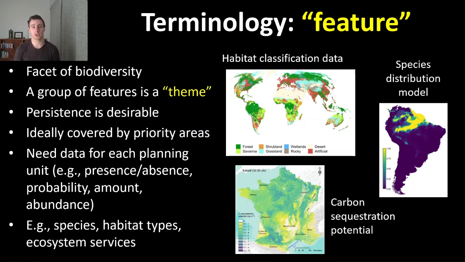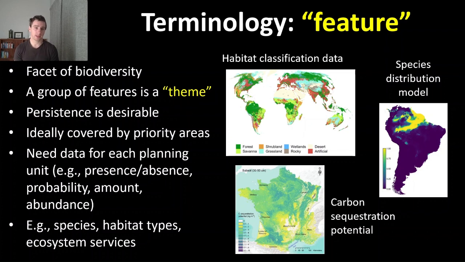Features are also things that you ideally want covered by priority areas. So for example, you might have land cover data, and this land cover data might have different habitat classes, including forests, shrublands, but it may also include a land cover class such as urban areas. You wouldn't necessarily include urban areas as a feature because you don't necessarily want urban areas to be covered by priority areas unless that relates to a specific objective that you have.